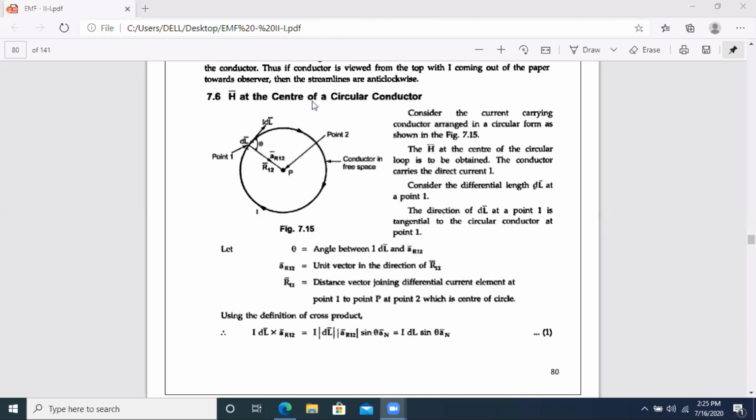So now, we have a circular ring, right? With current I. Right? So current I going around. Want to find the magnetic field here. So, the same principle, a differential element of length, dl, right? So it goes around.